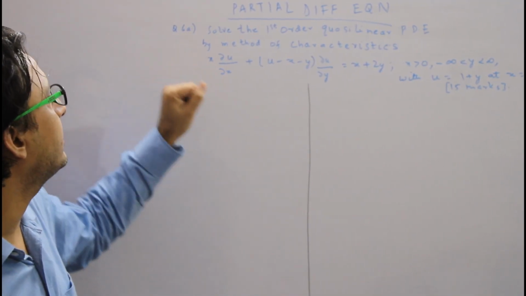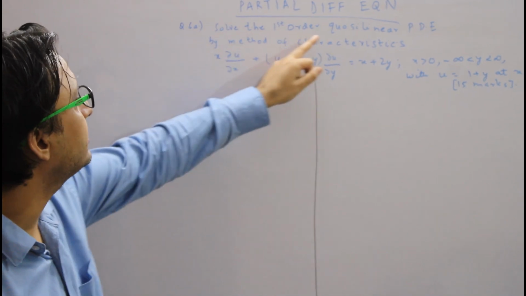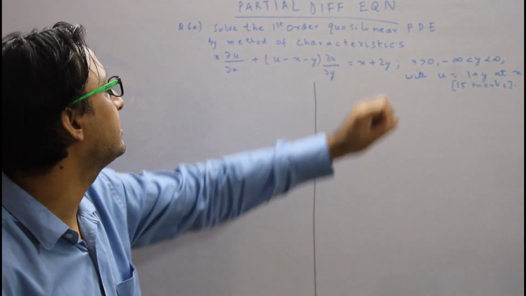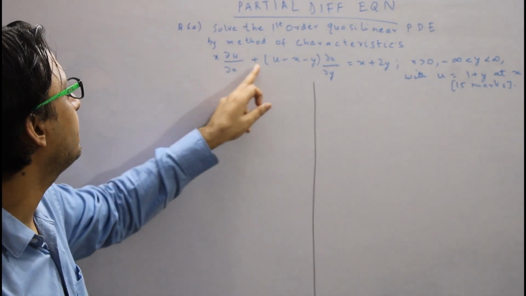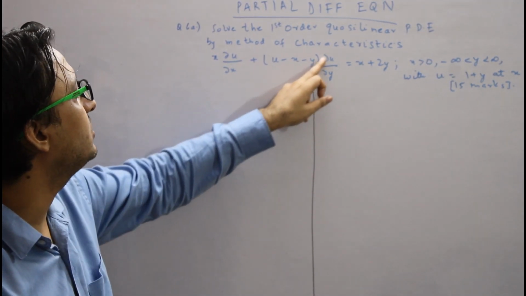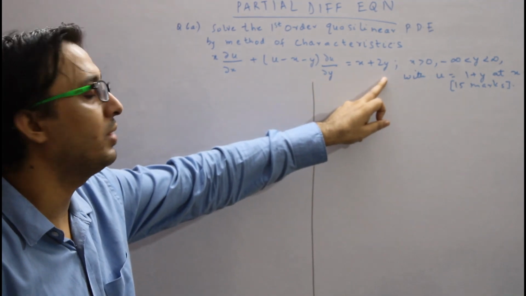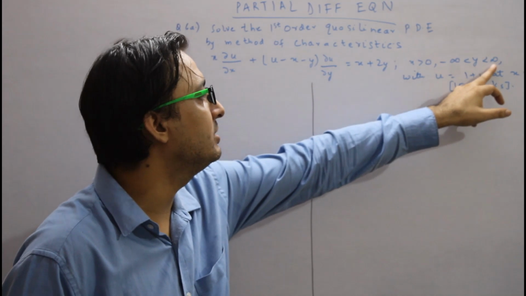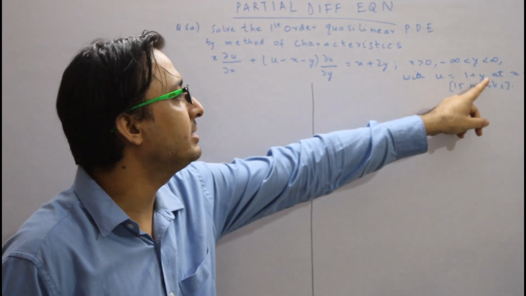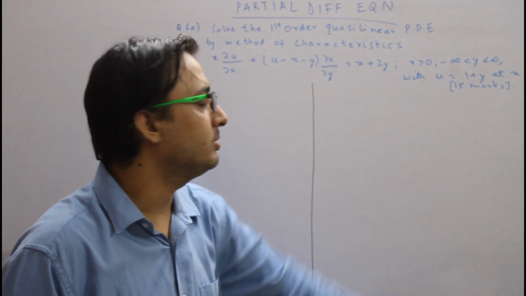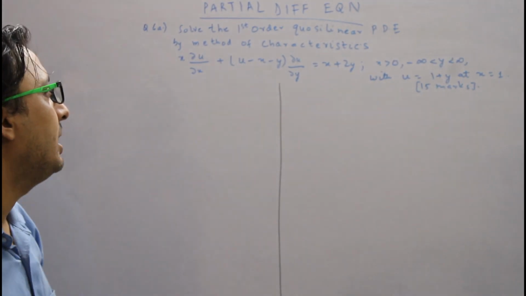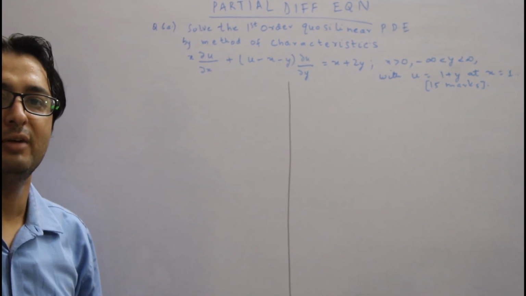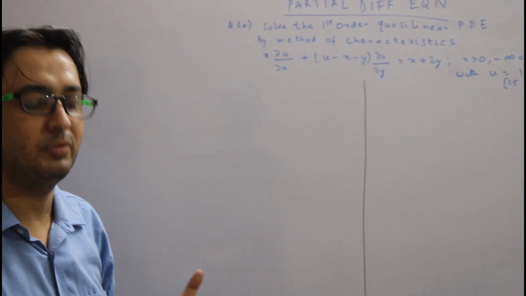in question number 6a. That is asking us to solve the first order quasi-linear partial differential equation by method of characteristics. x dou u by dou x plus (u minus x minus y) dou u by dou y is equal to x plus 2y, and x is greater than 0, y ranges from minus infinity to infinity, with u equal to 1 plus y at x equal to 0, and this was asked for 50 marks. So this is just a mathematical approach that we have to apply. What we have learned in the method of characteristics, that is what we are going to see.